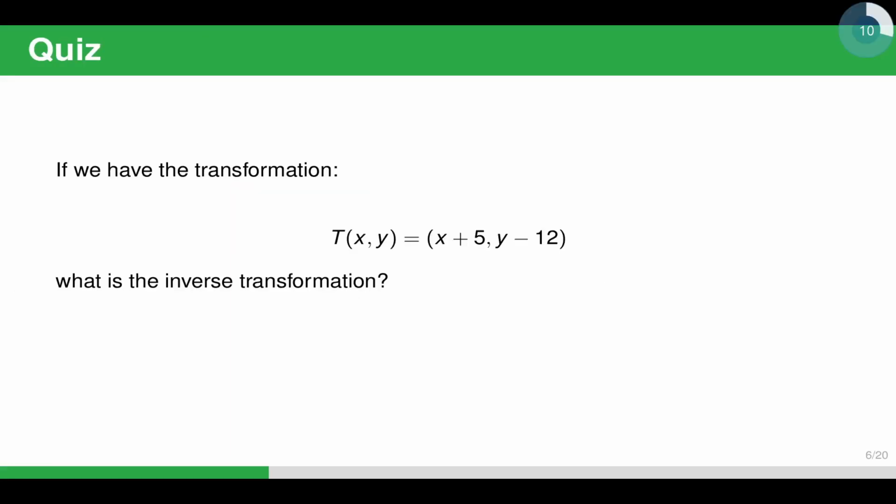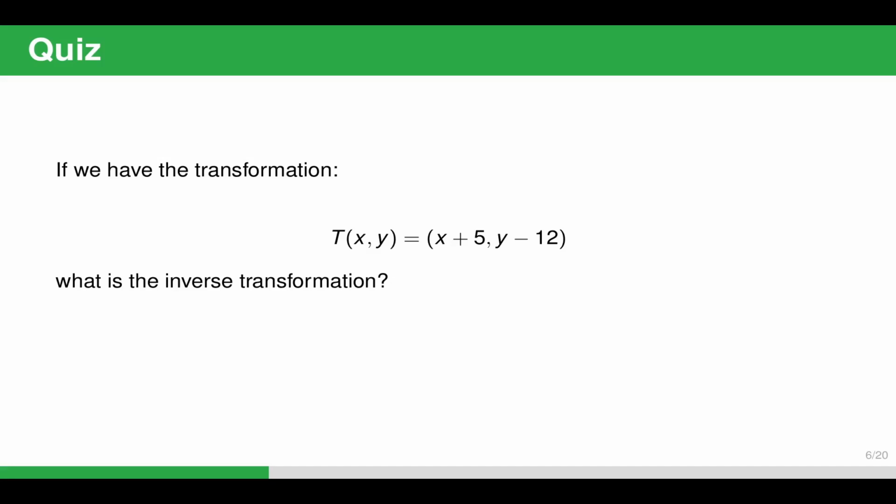So first, a quiz. Suppose we have this transformation, which is a function of the 2D point (x, y), and it produces the point (x + y, y - 12). What is the function of the inverse of that transformation? Pause for a moment if you need to and think about what the answer is.